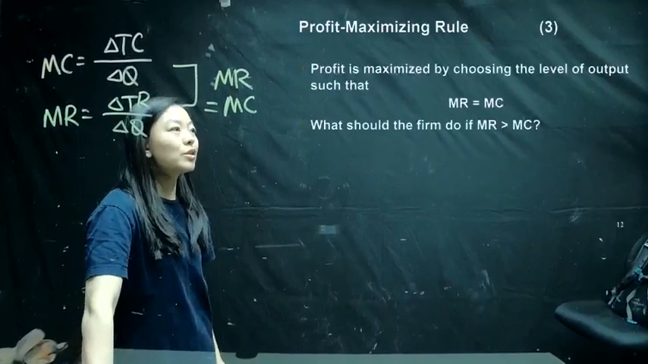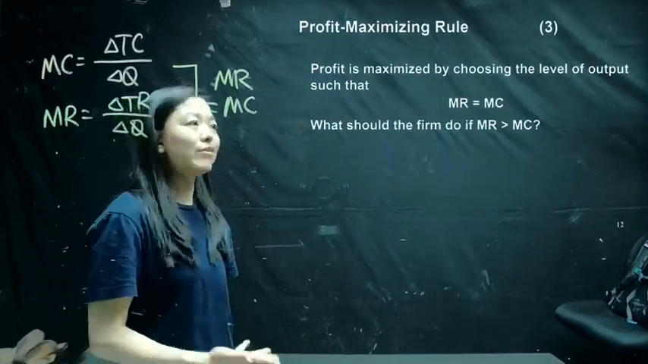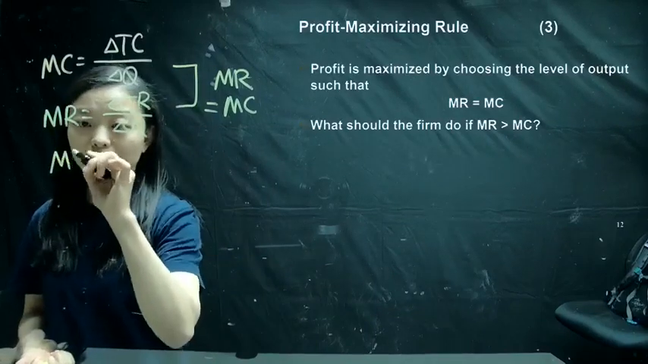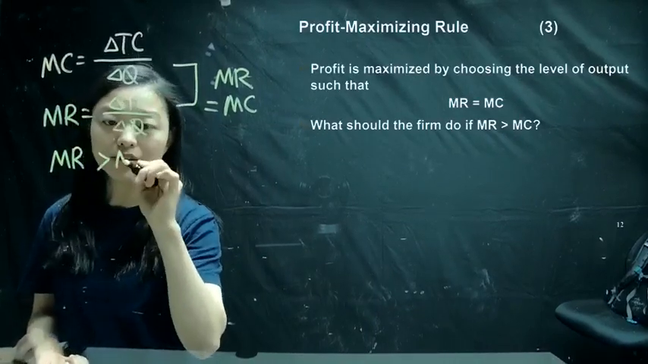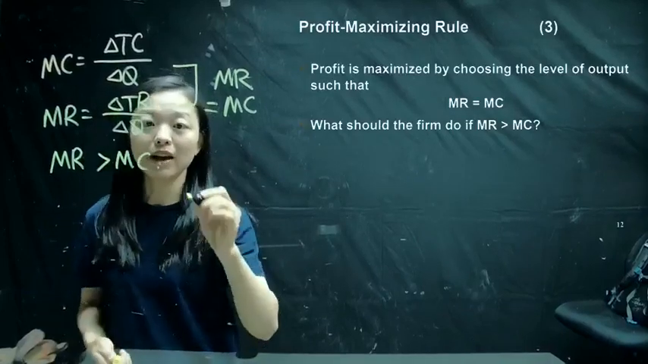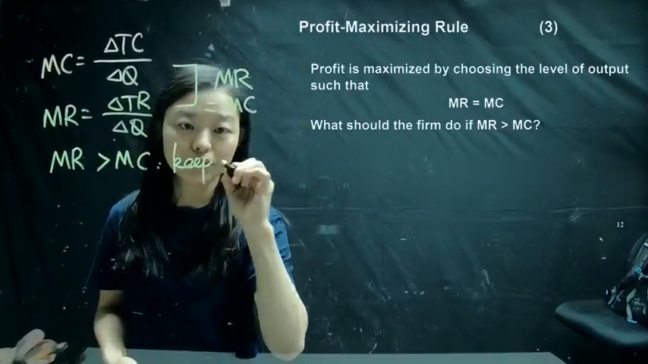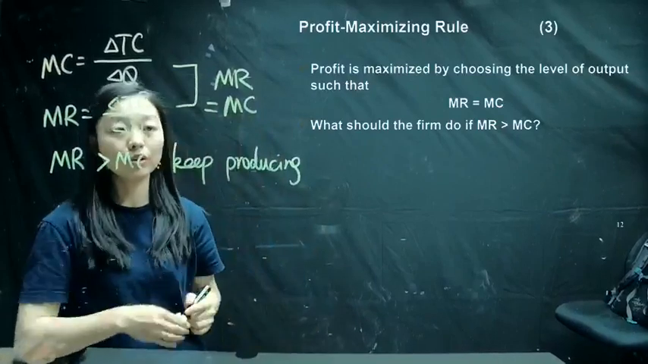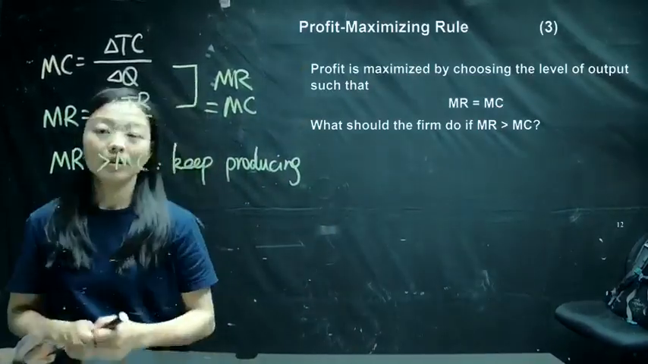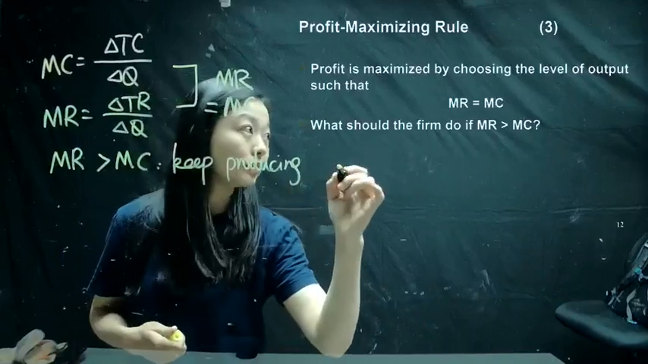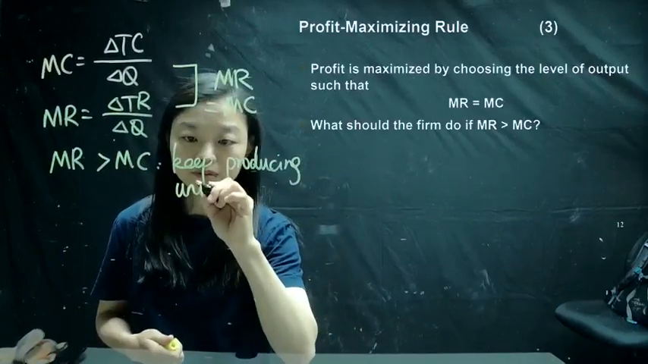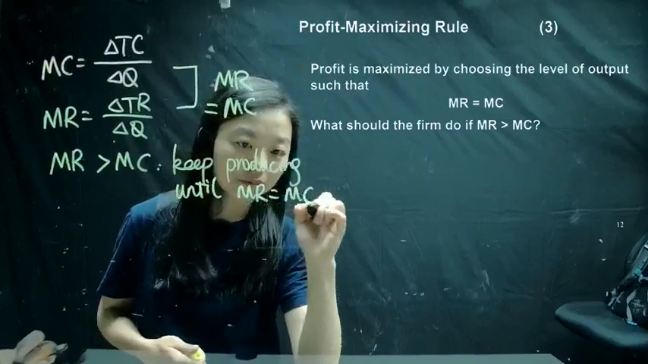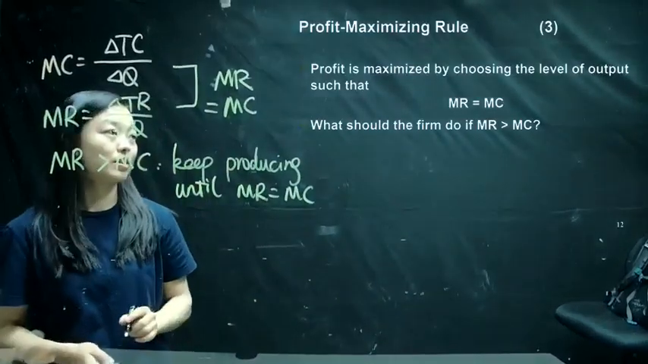So you might think about what the firm should do if the marginal revenue is larger than marginal cost. If we have marginal revenue larger than marginal cost, then the firm can keep producing, right? Or keep increasing the output until marginal revenue equals marginal cost.